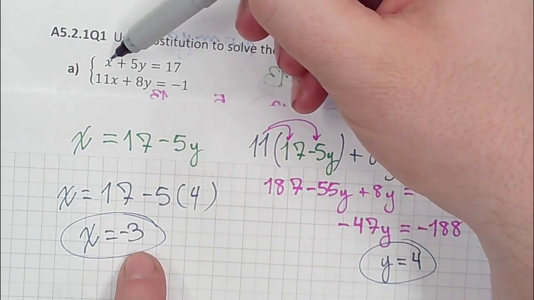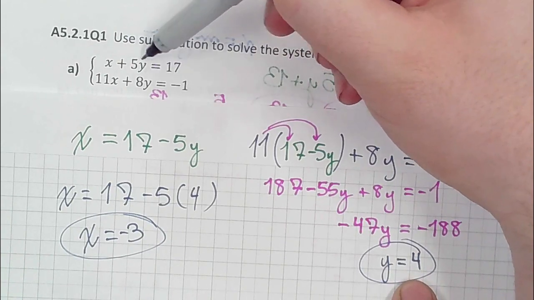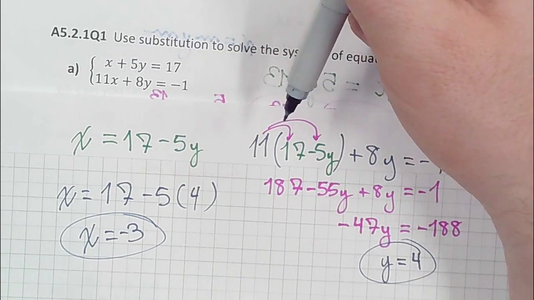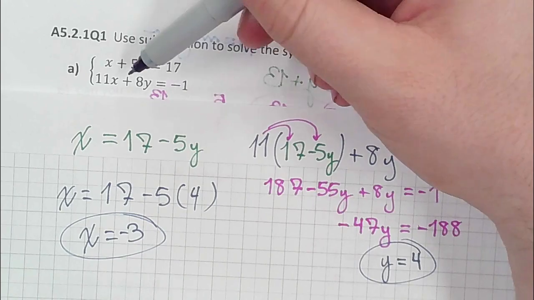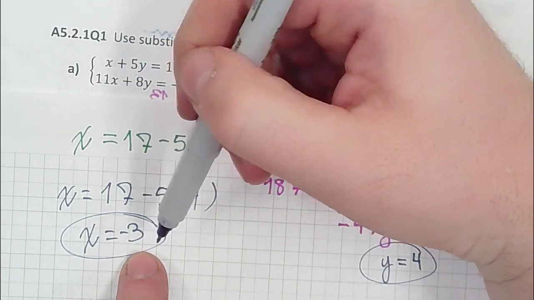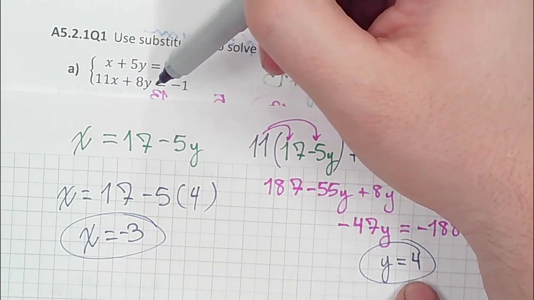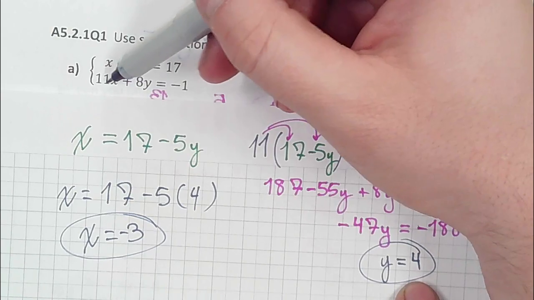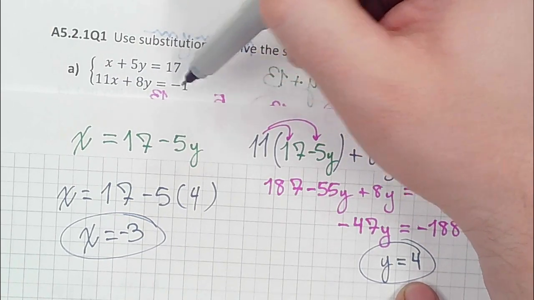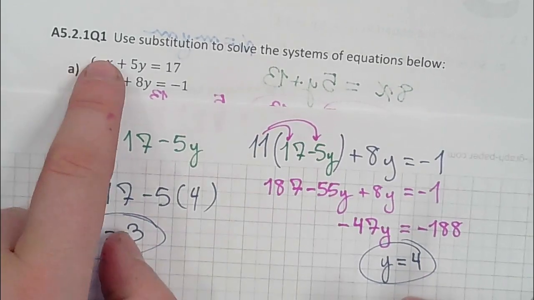When x is -3, I get -3. When y is 4, I get 20. -3 plus 20 is 17. If I check it in the bottom equation, because again, it should work for both, it fits both patterns. That's what makes this special. -3 times 11 is -33 plus 32. -33 plus 32 is -1. This is in fact the only pair of numbers that fits both patterns.